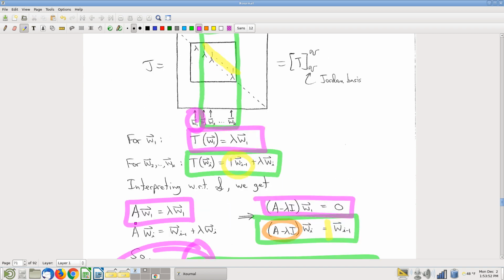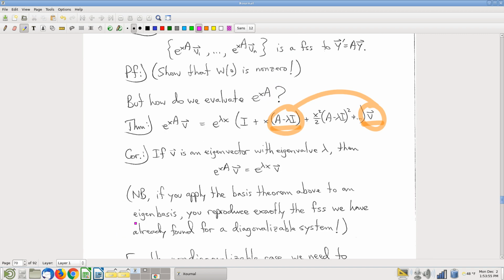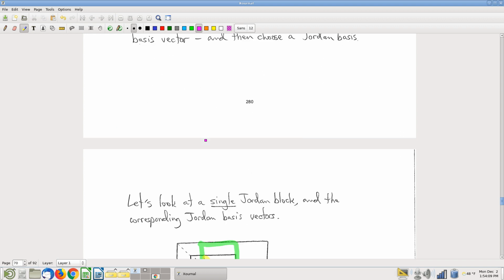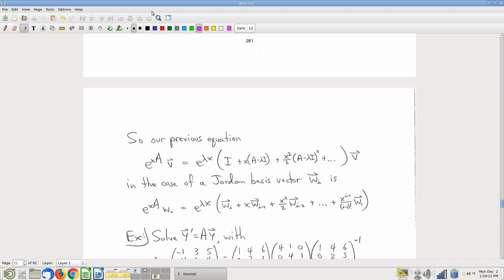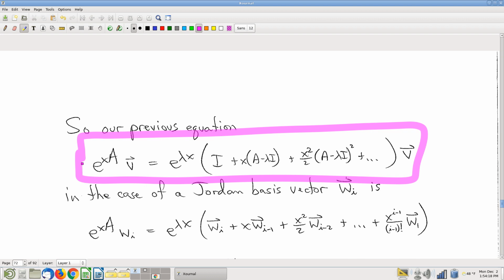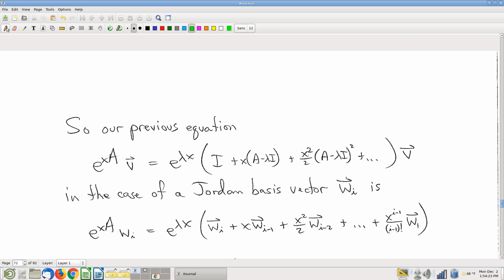Okay. All right. So let's put all of this together now. Again, we were looking at this equation. We now understand what A minus lambda I does to Jordan basis vectors. How can I use that to apply this general formula specifically to Jordan basis vectors? Here we go. Here it is, just recopied for convenience. There's our initial equation. Let's consider what happens when I apply this to a Jordan basis vector, Wi.